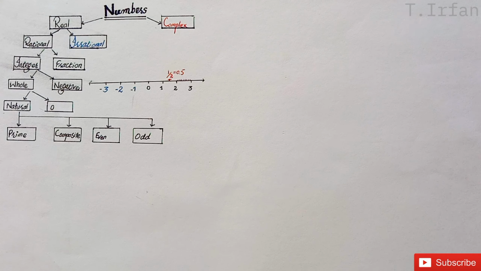Hi, in this video we are going to discuss different number systems. We classify the numbers into complex and real numbers. Real numbers are rational, irrational; rational numbers are integers and fractional numbers; and integers are whole and negative numbers. Whole numbers are the sum of the natural numbers and zero. Natural numbers are prime, composite, even, and odd numbers.